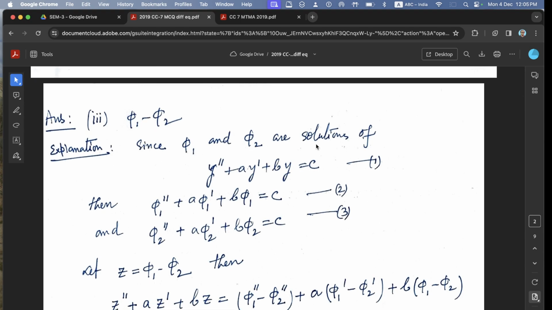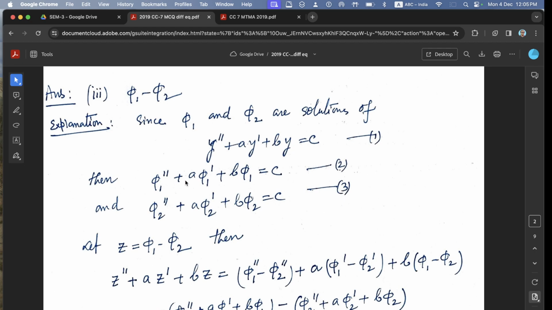Phi1 and phi2 are solutions of the given equation y double dash plus a y dash plus b y equal to c. Then phi1 double dash plus a phi1 dash plus b phi1 equal to c, and phi2 double dash plus a phi2 dash plus b phi2 equal to c, because phi1 and phi2 are solutions of the given equation.